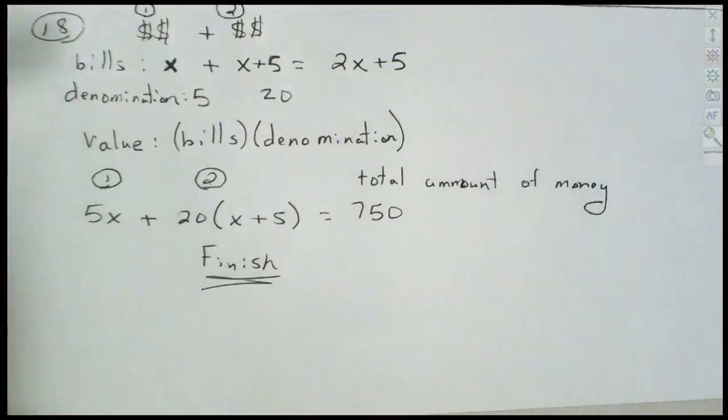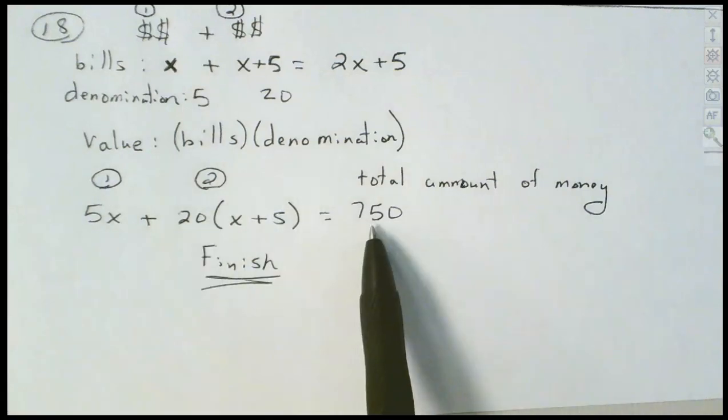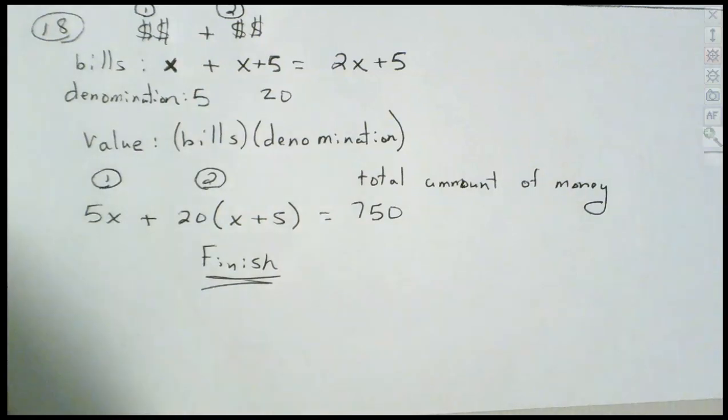So we've got bills and denomination. Same thing with the coins. Remember, we did a coin problem where it was coins and denomination. We then found the value of each stack of bills. We put them all together. They totaled up to give me $750. Now we can solve it out and we can figure out how many 5s and how many 20s we have.